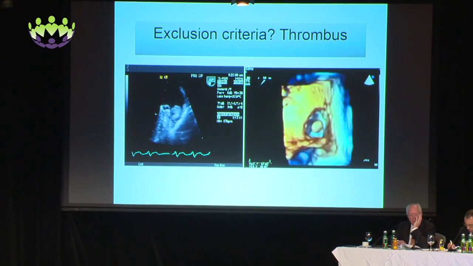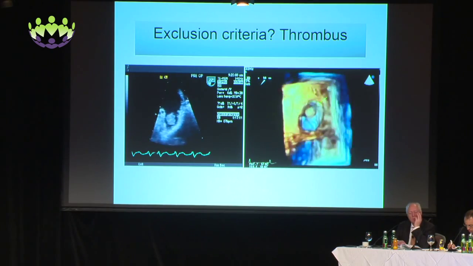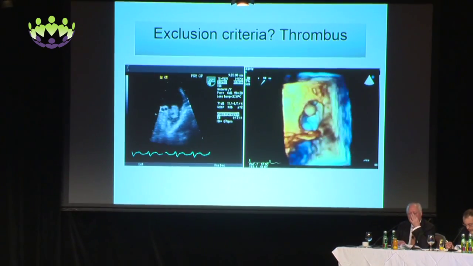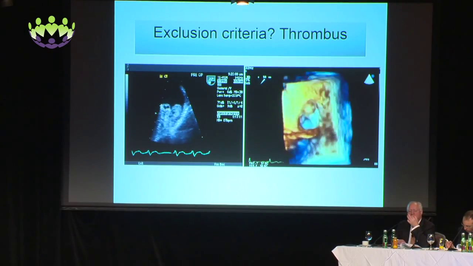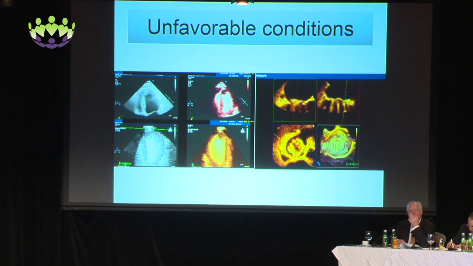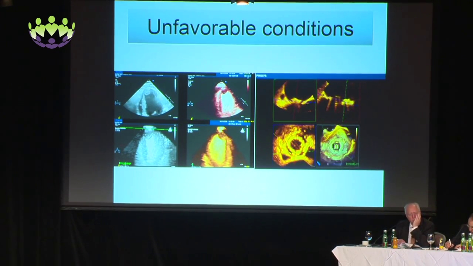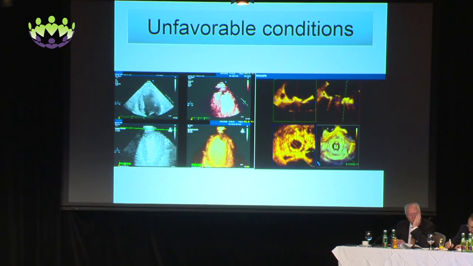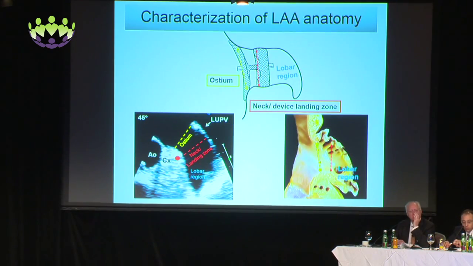I think this is a clear exclusion criterion. If you find a thrombus, like we see it here in a 3D image on the right-hand side and in a 2D image on the left-hand side, you should postpone your procedure until the thrombus has resolved. These patients are clearly unfavorable in my eyes, because they need long-term anticoagulation therapy anyway, and you can't help them by implanting a device which should protect them from taking long-term anticoagulation. On the left-hand side, we have a patient with a myocardial infarction in the apex, and thrombus formation can be clearly seen with different imaging modalities. On the right-hand side, we see a patient with a mechanical valve replacement, so this needs long-term anticoagulation.